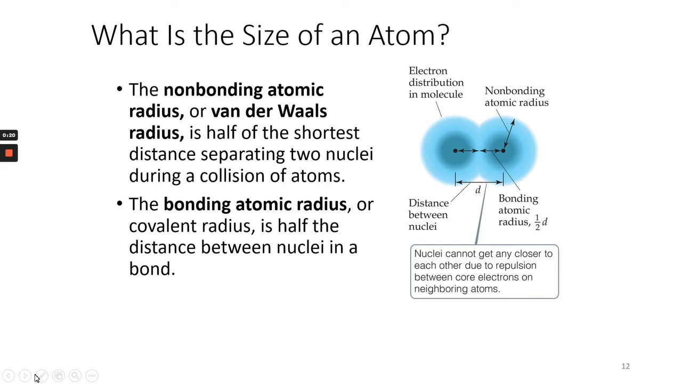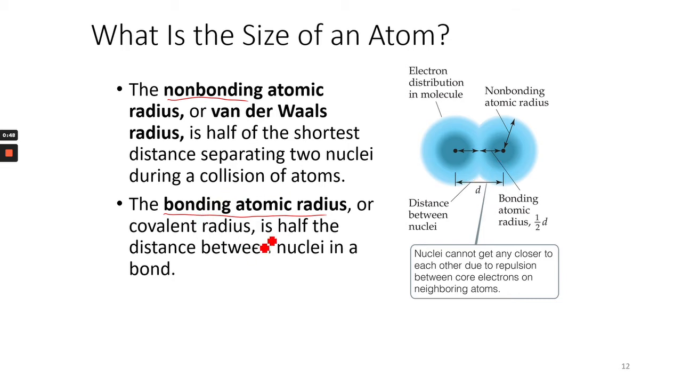So first, before we can talk about the trends of the size, we have to understand how they measure the size of an atom. There are two types of atomic radii. There's the non-bonding one, where they take two atoms that have collided, have not bonded, and measure the distance between the nuclei and take half of it. And then there is the bonding atomic radius, when you have two atoms covalently bonded and you take half the distance between the nuclei.